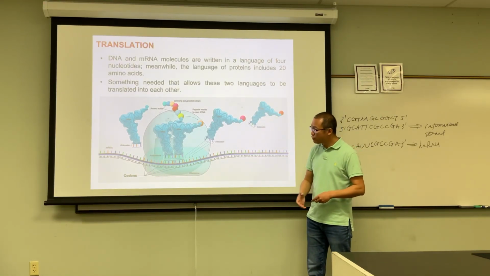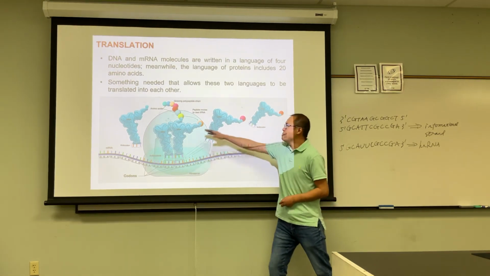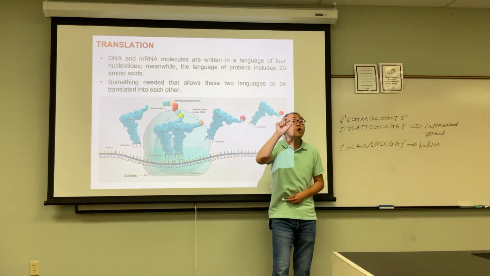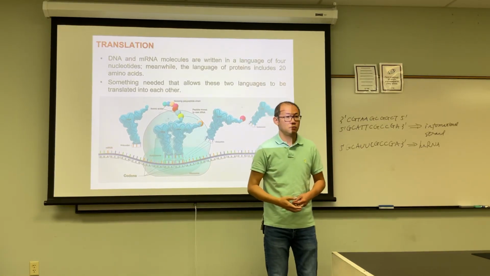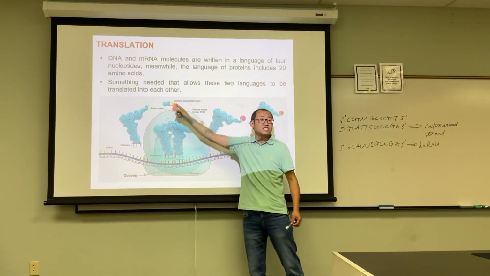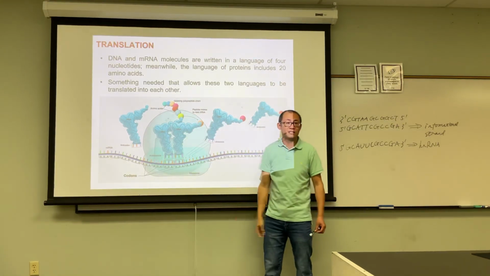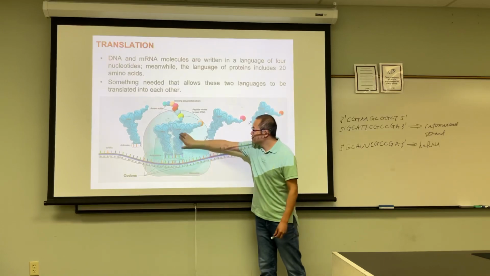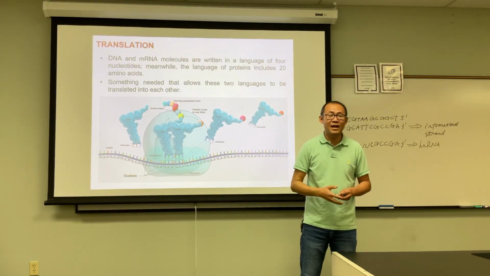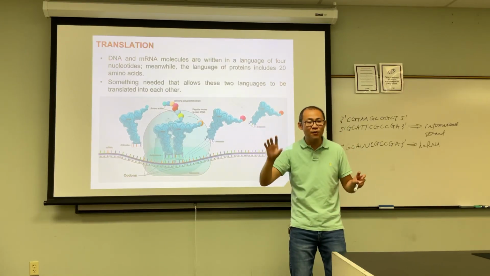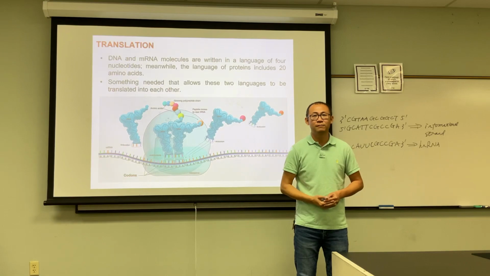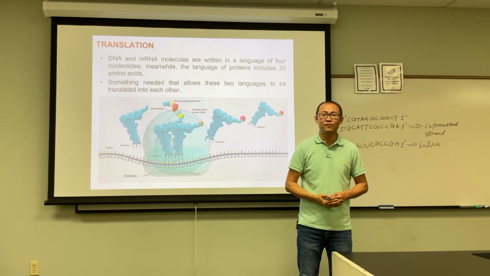So in order to read the codon and make the protein, you need somebody to know both languages. One language is the codon, another language is the sequence of amino acids. That translator, the interpreter, the one who knows both languages, is another RNA molecule called transfer RNA.